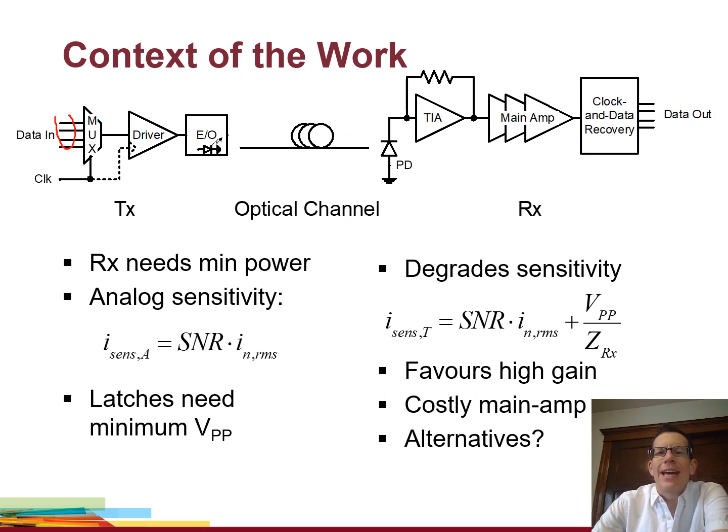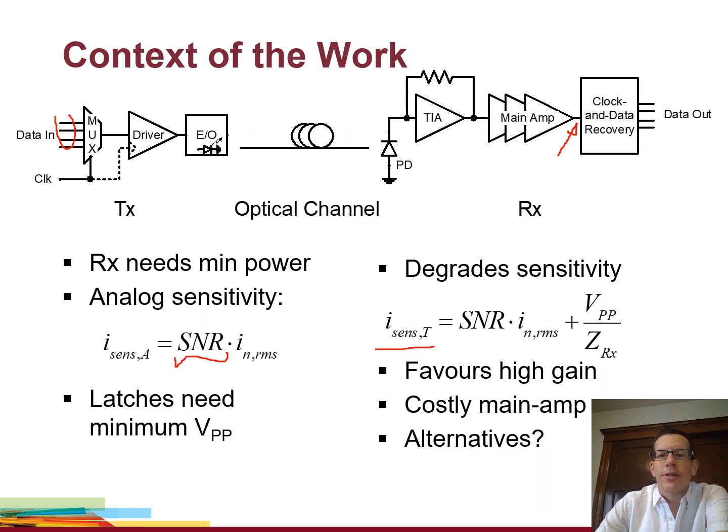We can define the analog sensitivity of the TIA, or of the front end for that matter, as being a required SNR for a particular bit error rate multiplied by an input referred noise current for the TIA. So this is considering only the noise. Now, the latches in this clock and data recovery system are going to need some minimum peak-to-peak voltage. And that requirement can potentially degrade the sensitivity. So modifying the expression for analog sensitivity, we get this total sensitivity.